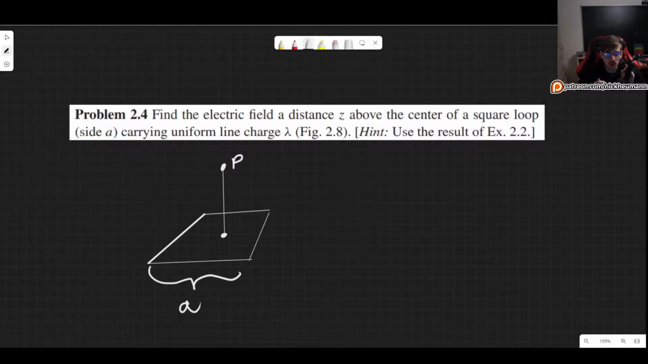Griffiths Introduction to Electrodynamics. Now this problem states the following. It says find the electric field at distance z above the center of a square loop of side A carrying uniform line charge lambda, right? And they tell us to use our previous result.